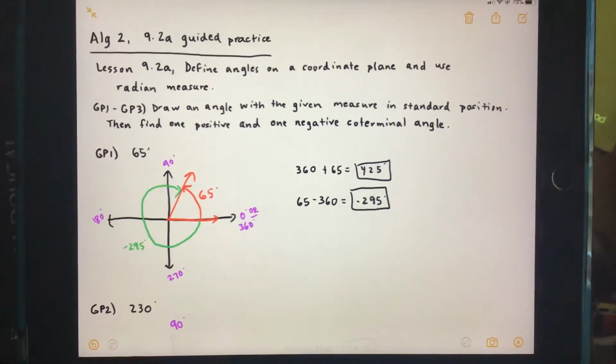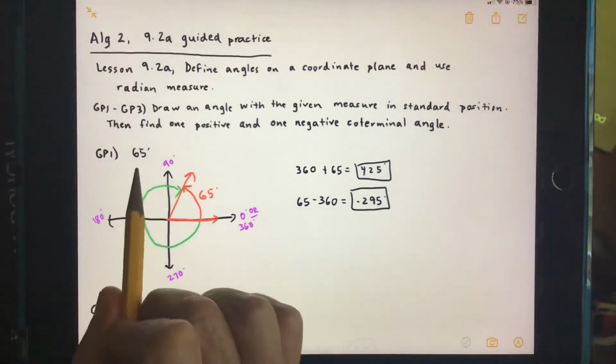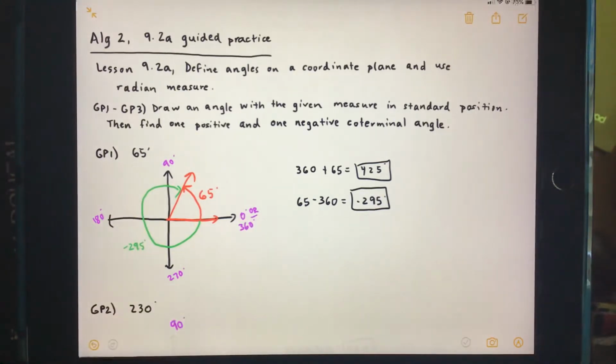So let's first take a look at what it means to draw an angle with a given measurement in standard position on a coordinate plane, and then we're going to find some other angles that we're going to call coterminal with that angle, and we'll see what that means. So for guided practice 1, we're to write 65 degrees as an angle on a coordinate plane.